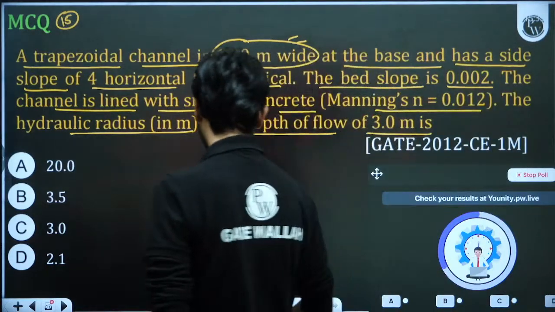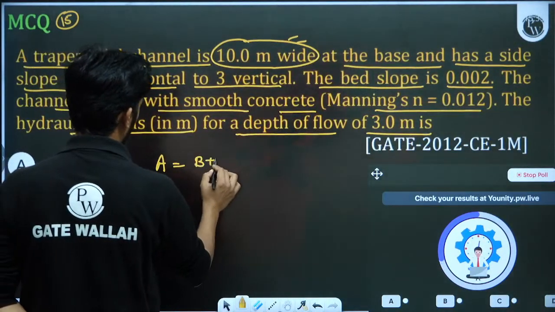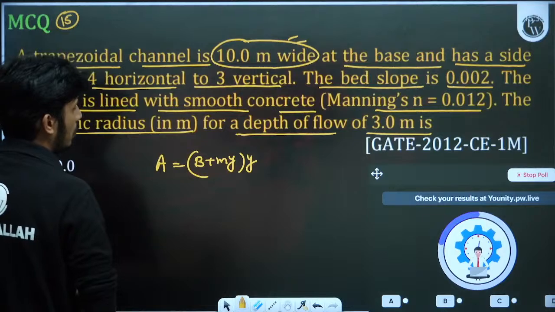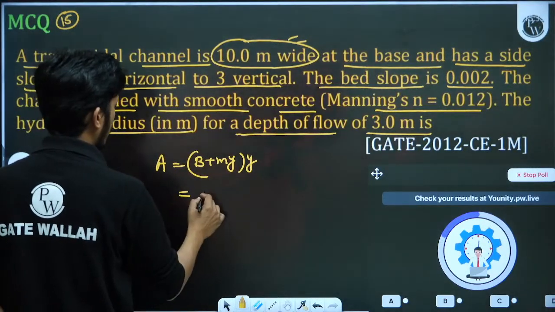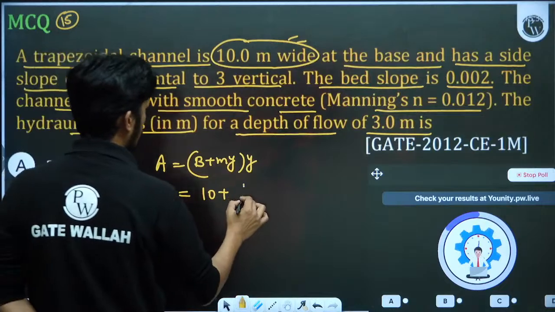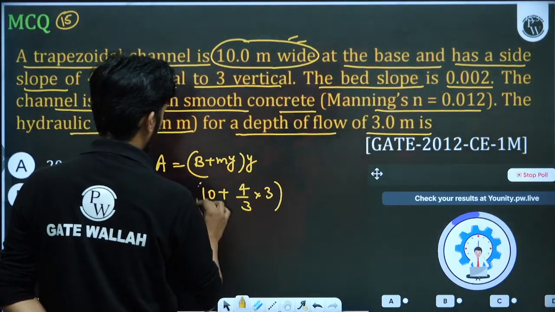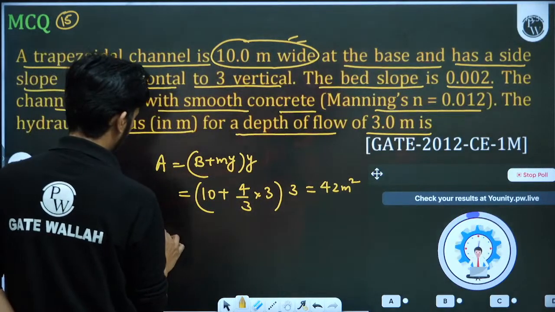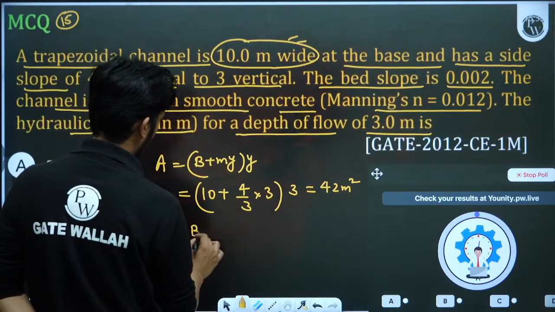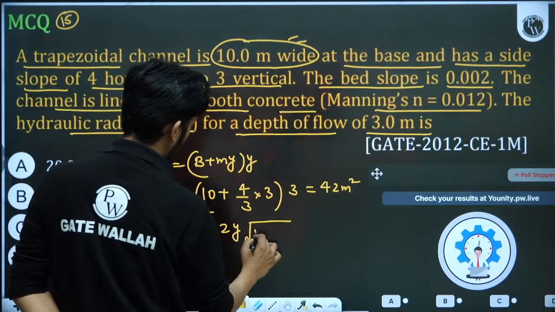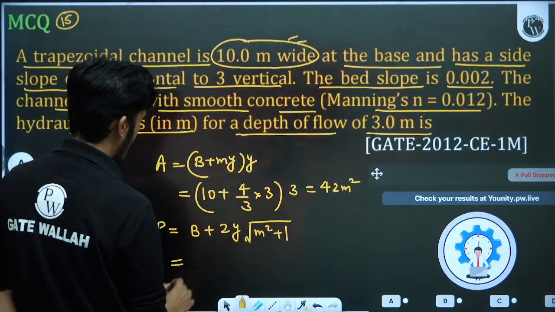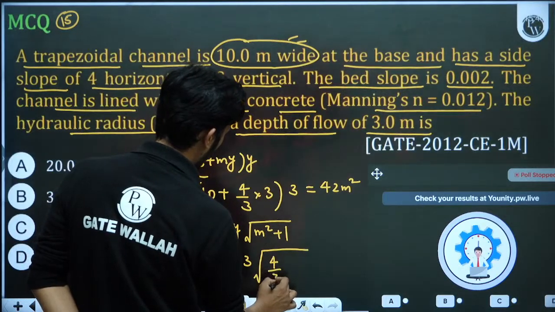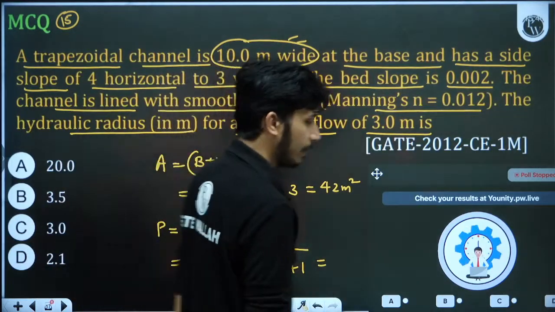We just have to calculate the area. Area is (B plus m y) into y. So 10 plus m, which is 4 horizontal upon 3 vertical, into y, into 3. It will be 42 meter square. Perimeter is B plus 2y root of m square plus 1. That is 10 plus 2 into 3 into root of (4 by 3) whole square plus 1, which we will calculate.